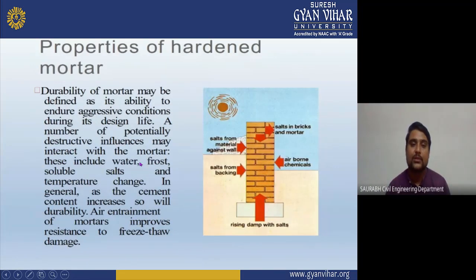Now we will see the properties of hardened mortar. Previously we saw the properties of the fresh mortar. Now we will see the properties of hardened mortar. As you can see, there is one image showing here. This is salt from baking, rising damp with the salt, and this is your airborne chemicals. And this is your salts in brick and mortar, salts from the material against the wall. Now we will see the hardened properties of mortar.